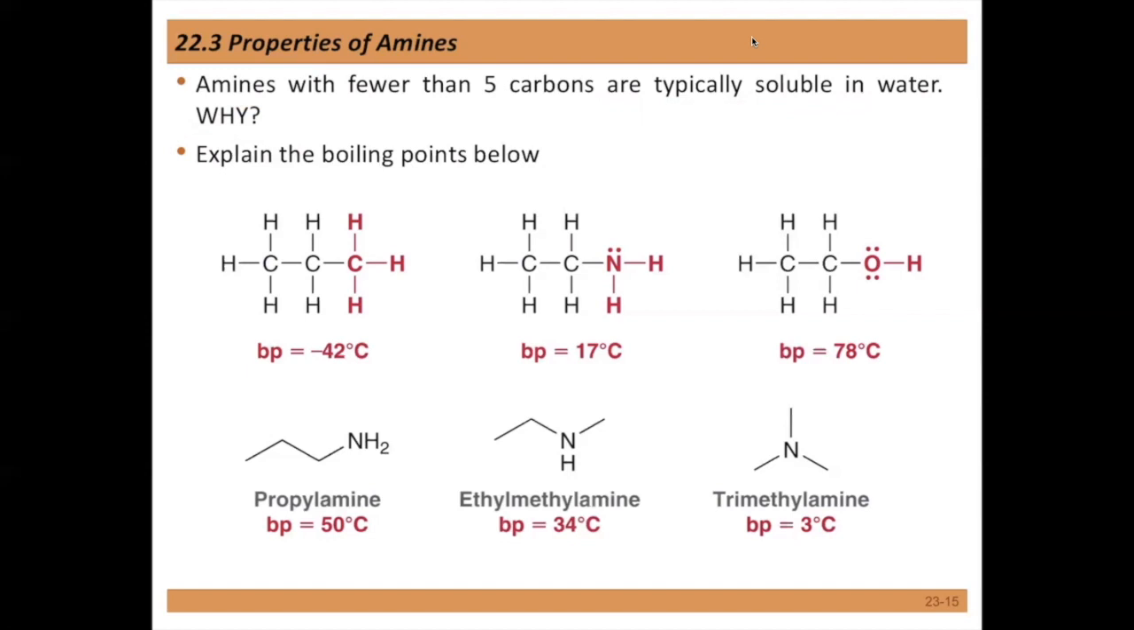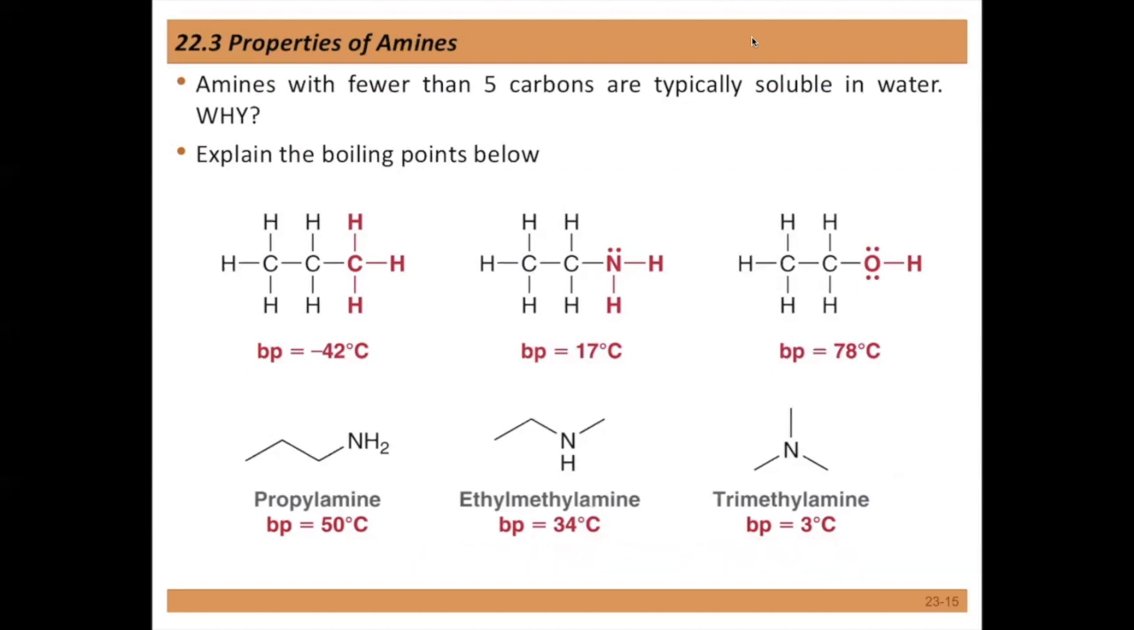And so we can see something interesting down here. We have propylamine that has a boiling point of 50 degrees Celsius. If we just rearrange those carbons, so we still have the same formula, these would just be constitutional isomers. The boiling point here for ethylmethylamine drops down to 34, and the boiling point for triethylamine drops down to 3. Again, all 3 of these are constitutional isomers, have the exact same formula. And so the question is, well, why does the boiling point decrease as we go down here?